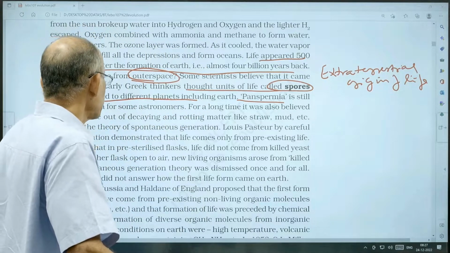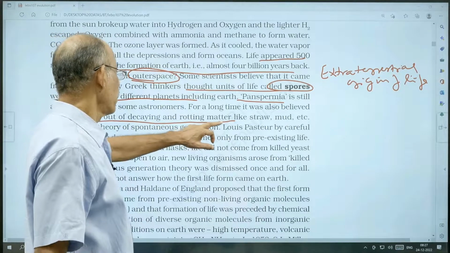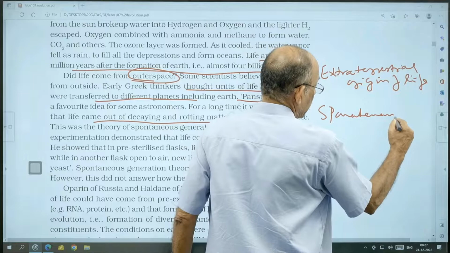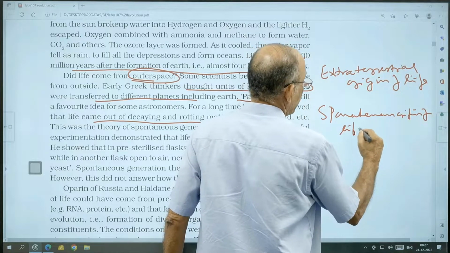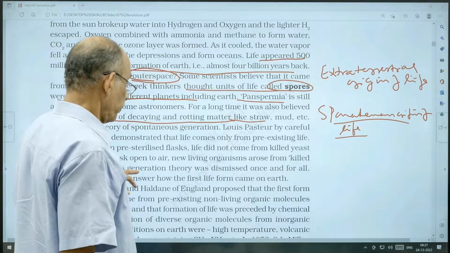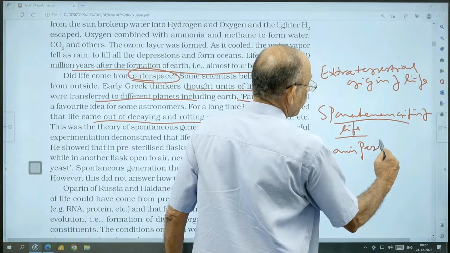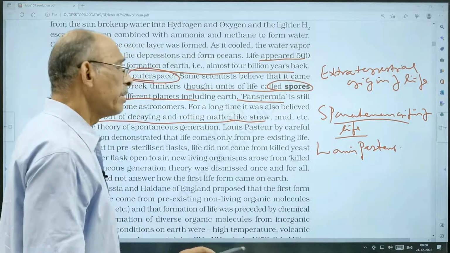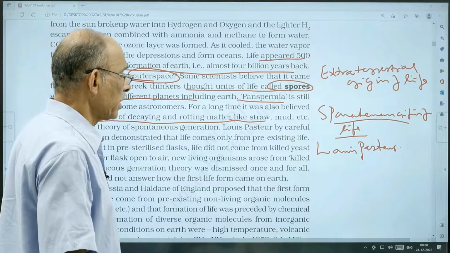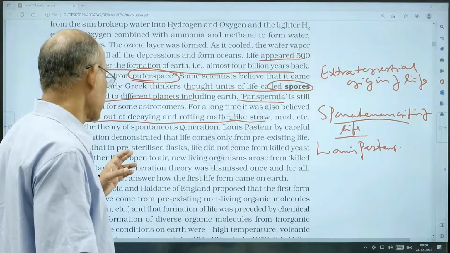Then the next is spontaneous generation. Spontaneous generation of life means that life came out of decaying and rotting matter, mud, straw, etc. This theory of spontaneous generation was later totally disapproved by Louis Pasteur. He said that life can originate only from pre-existing life. Okay.